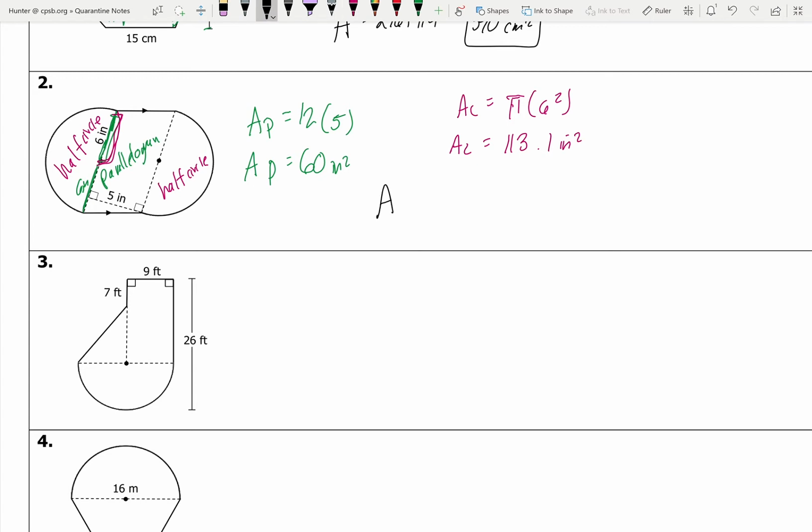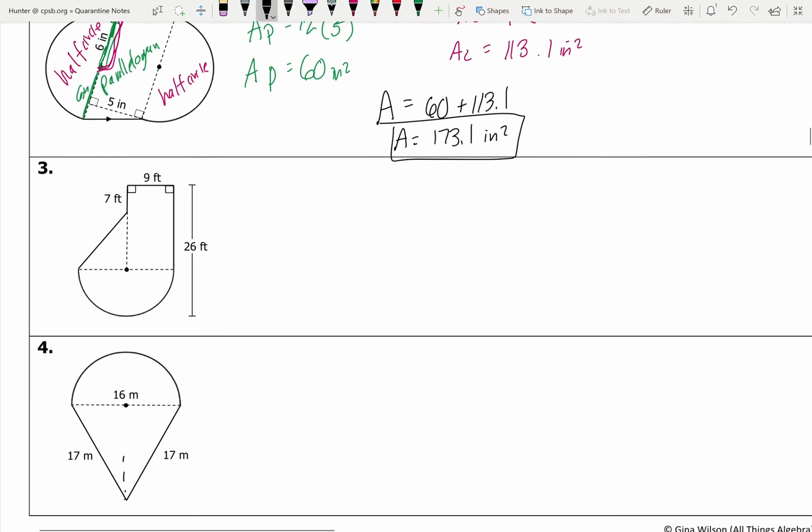Now, as we've done before with the one above, to find the composite area, we add the multiple areas of the shapes that are formed in the composite figure. So this area will just be 60 plus 113.1, which is equal to 173.1 inches squared. And with that, we're done with that one.